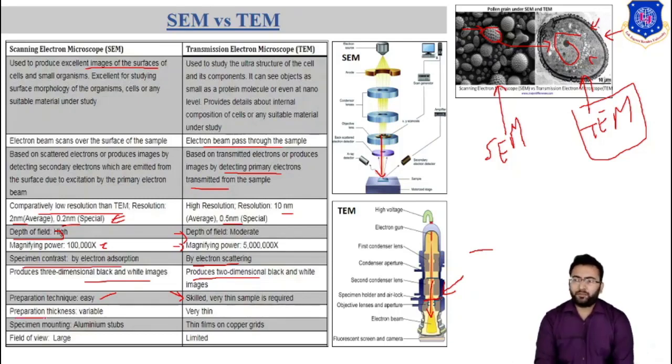In SEM, the preparation thickness is variable, or it might be changed, whereas in TEM the thickness of the sample is very thin. In SEM, the specimen is mounted on an aluminum stub, whereas in TEM a thin film on a copper grid is provided. In SEM, the field of view is very large, whereas in TEM the field of view is very limited. So this is the basic difference between scanning electron microscopy and transmission electron microscopy.